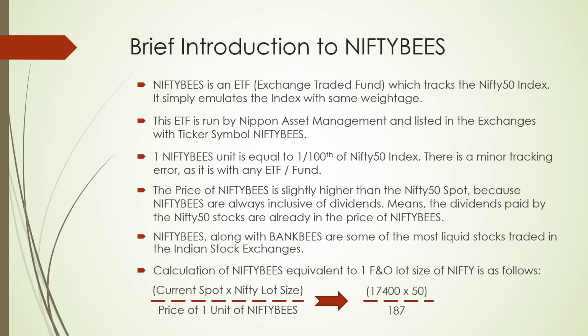Okay. So what happens? I have just made the formula. I just plugged in the values: 17,400 multiplied by 50, divided by the current Nifty Bees unit price of 187. That works out to be 4,652 units. Roughly, 4,650 units for a round number. If you buy 4,650 units of Nifty Bees, it is as good as holding one F&O lot size of Nifty. If you buy a Nifty future, it is equivalent to having 4,650 units of Nifty Bees also.